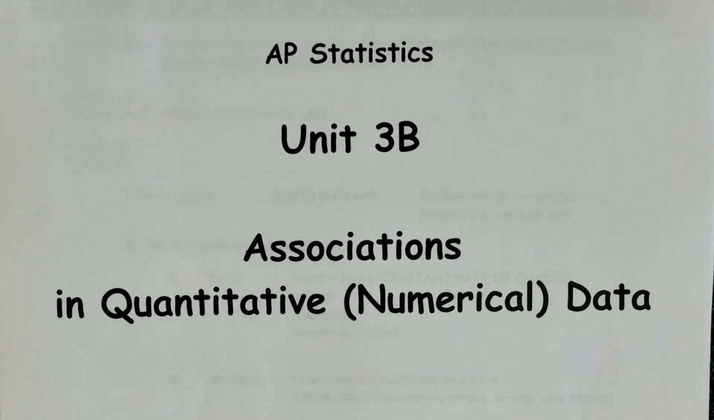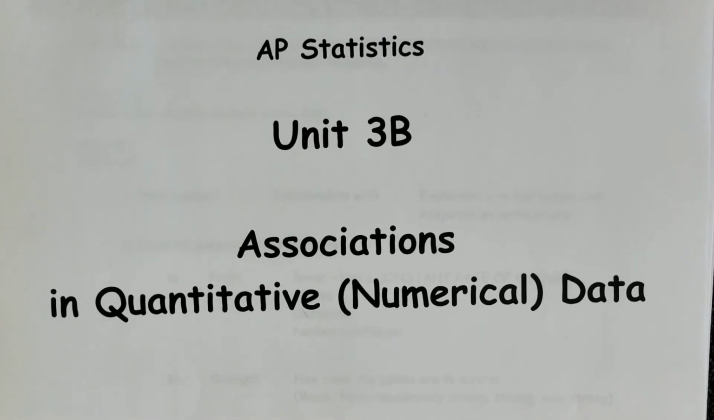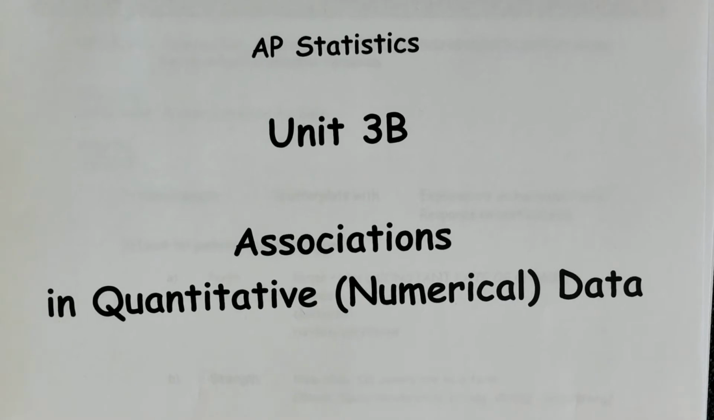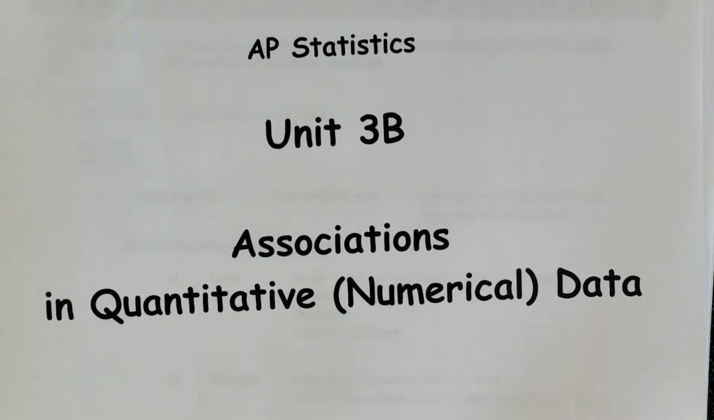And so before, in our last unit, when we had categorical data, in order to figure out if there was an association, we saw that we had to look at the conditional distributions. In this unit, it's a bit different. So let's explain how this is going to go down.